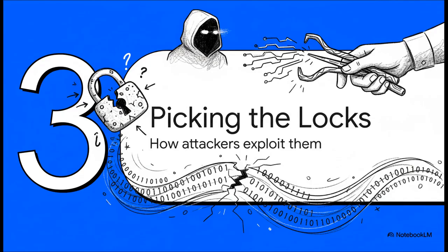Okay, so Section 3, picking the locks. We've seen how they break. Now let's flip the script and put on our black hat. How do attackers actually go about exploiting these weaknesses and picking these broken digital locks?